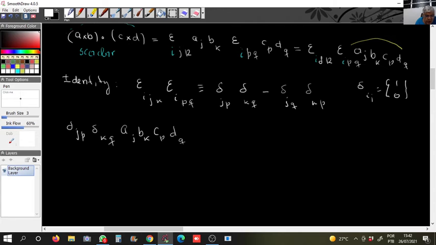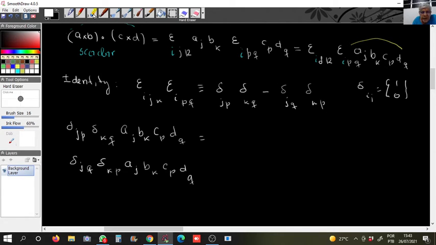So I will write delta JQ delta KP, okay? And the same term here, AJ BK CP DQ, okay? And this is minus over here, but I will leave it there. Now I'll use the property, okay?